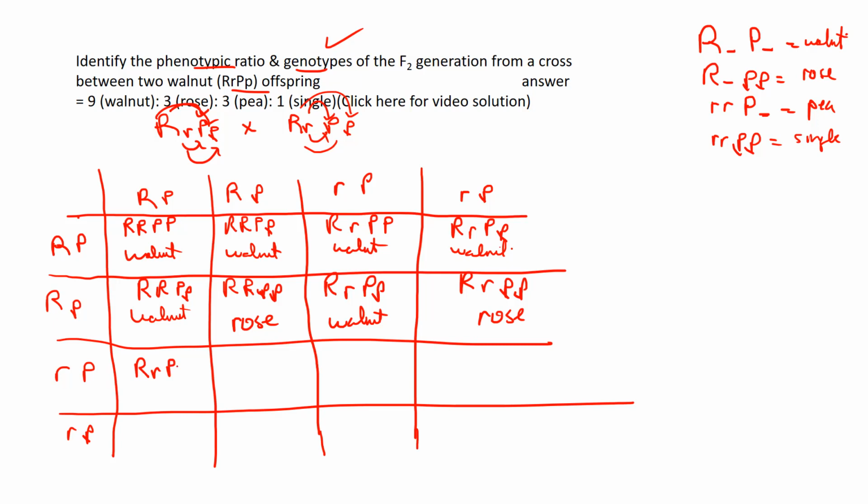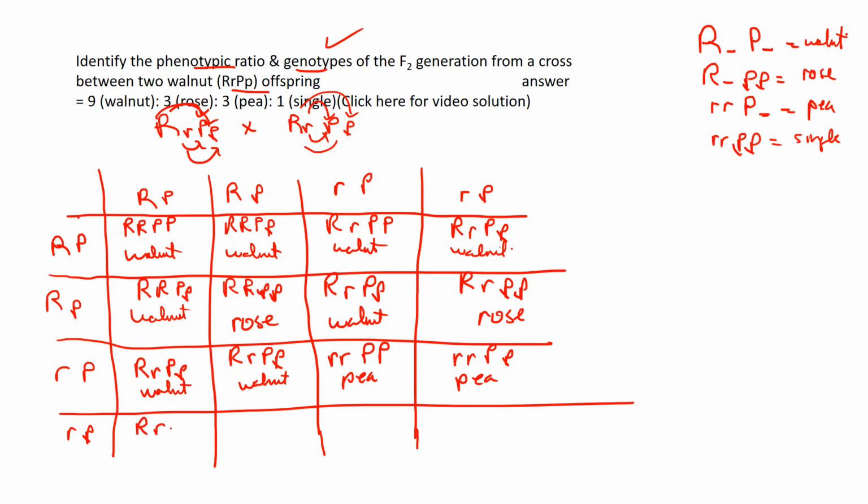Capital R, big P, little p, there's a walnut. Capital R, big P, lost an R there, little p, there's another walnut. Little r, big P, there's something different. If I have little r's and at least one big P, doesn't matter what the other one is, that is going to be a P-shaped cone. Little r, big P, little p, same thing here, there's another P.